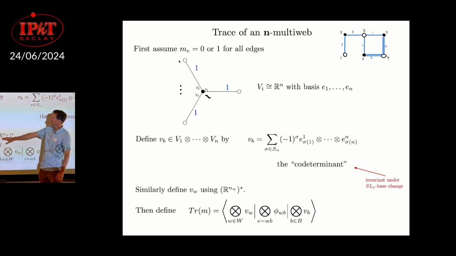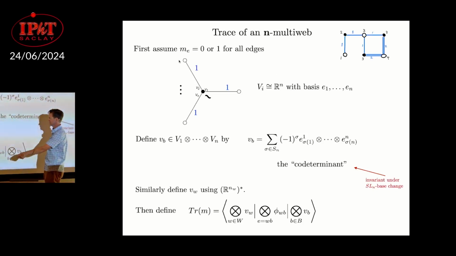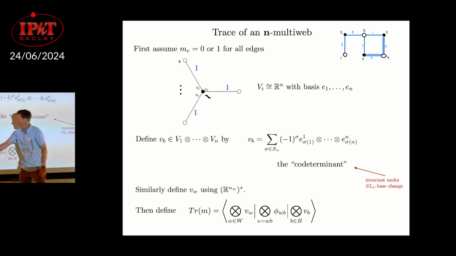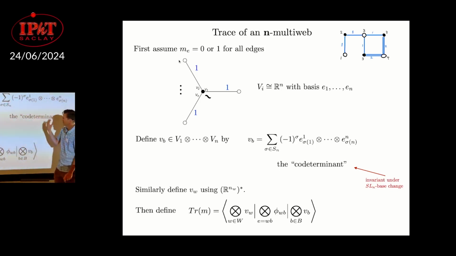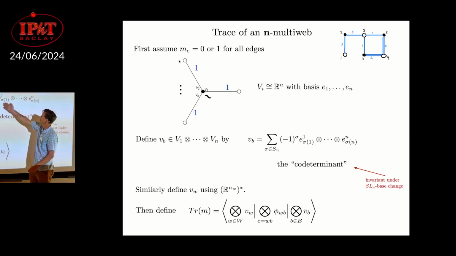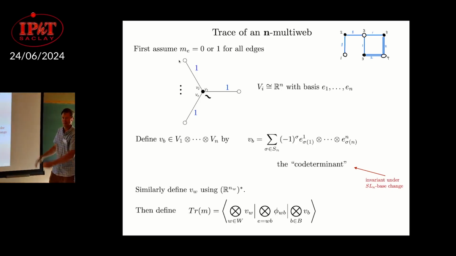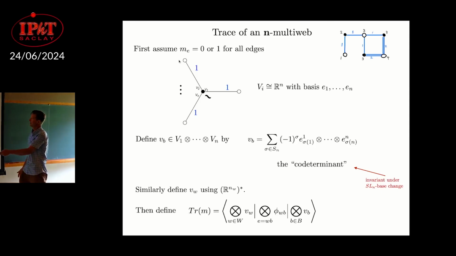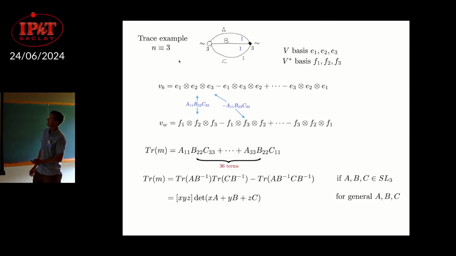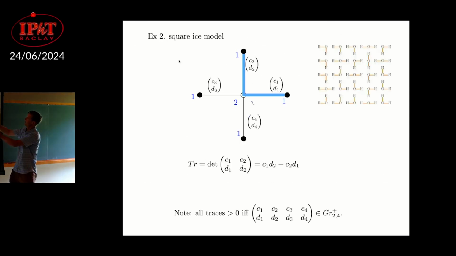Yeah, we take a dual basis. VW is the codeterminant with a dual basis, so you can contract them. Maybe in this, okay, never mind. All right, let's not go through that. Here, let's just do the square ice example.